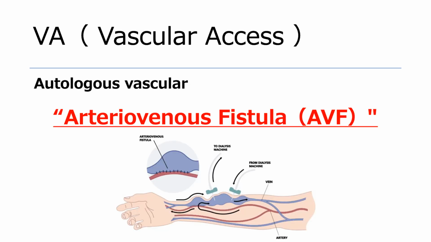Vascular access for maintenance dialysis patients is almost always an autologous vascular access. Arteriovenous fistula is called AVF. In this internal shunt, an artery and vein in the arm are connected directly under the skin to allow more blood to flow to the vein, making the vessel larger, and a needle is inserted into the larger vessel to remove or return blood to the body.